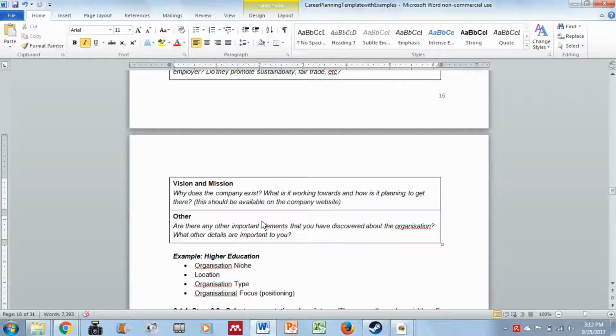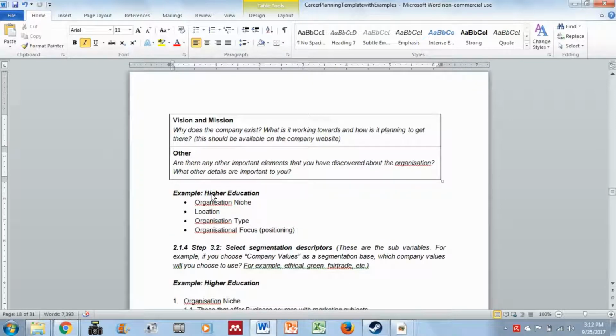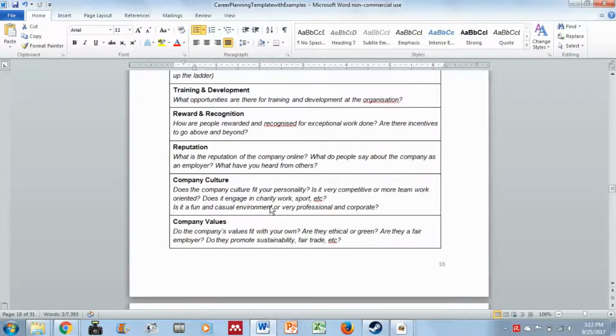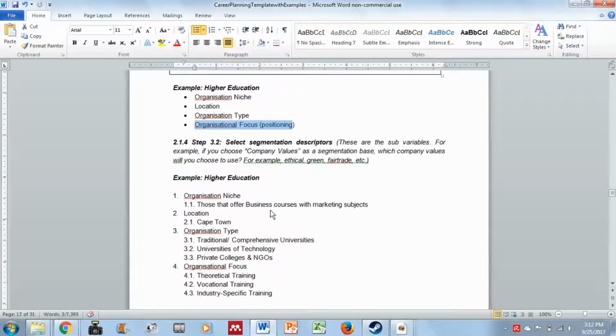Okay, so for my industry, higher education, I'm going to look at organizational niche. What does each university focus on? Where they are located, what type of university they are, and what they focus on, how they position themselves. Those are the 4 I'm going to choose, and you need to choose 4 as well. Don't just choose the same as mine. Think carefully about what you need to choose.